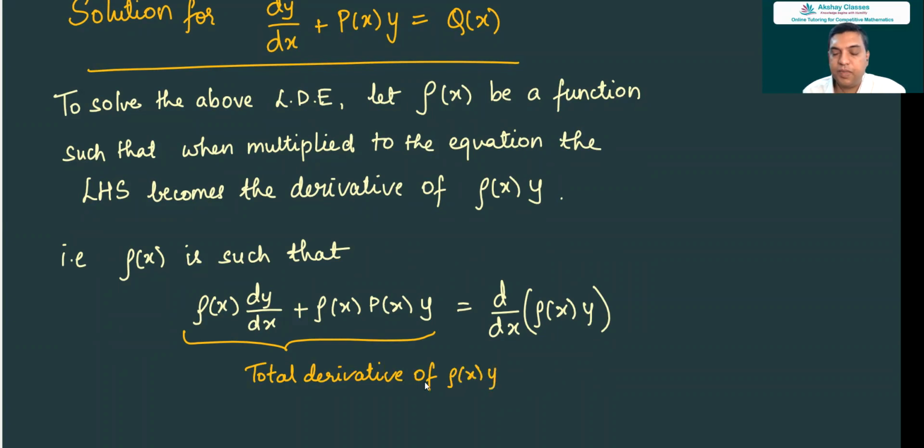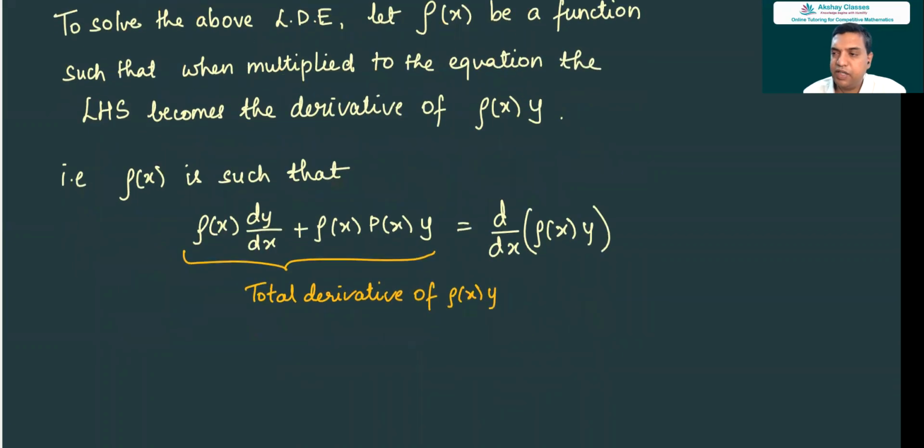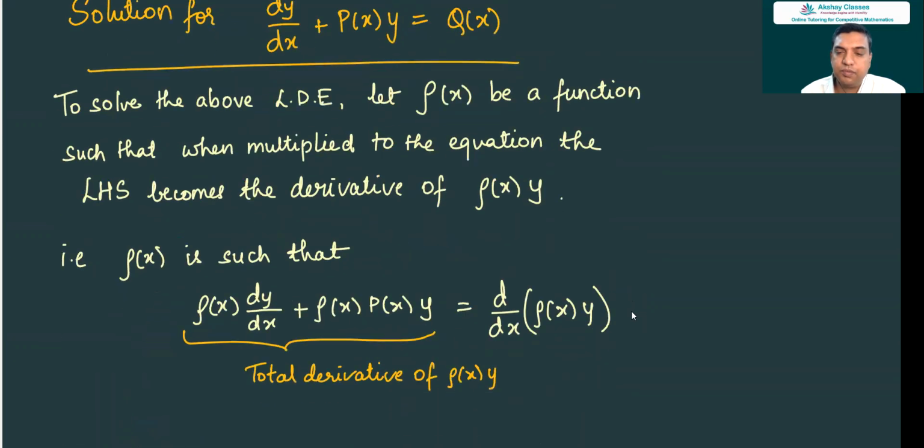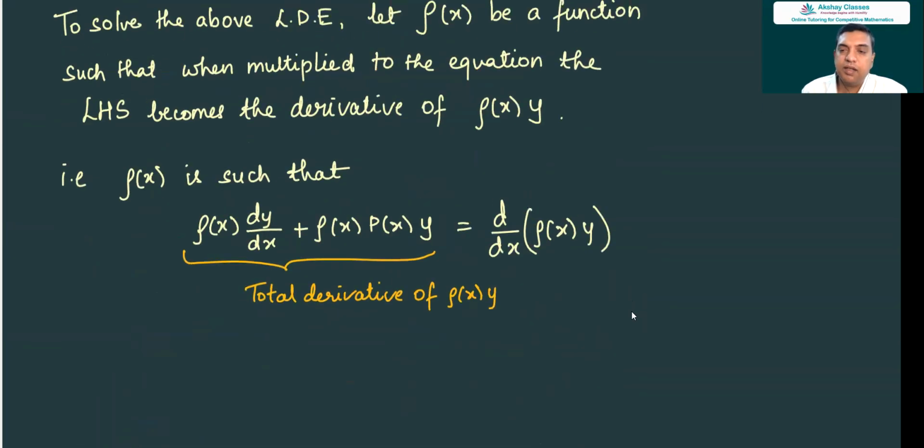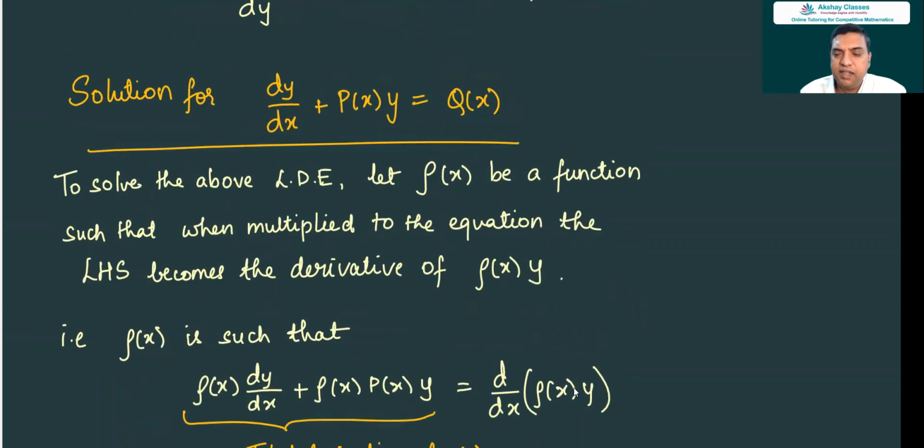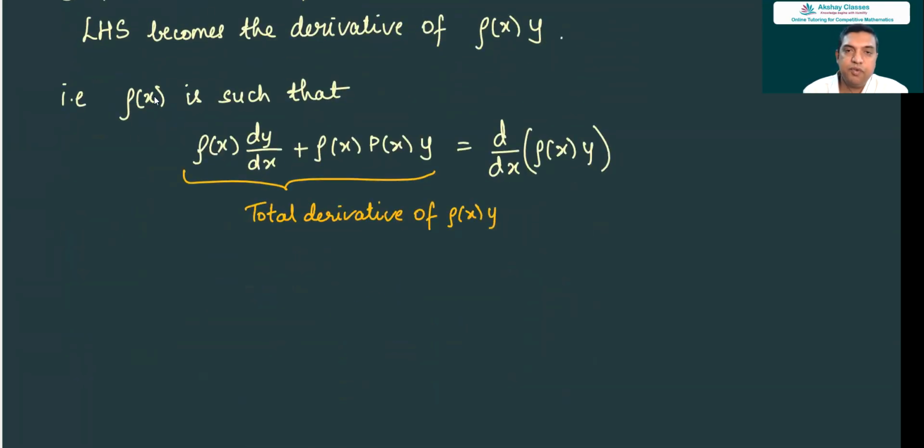This term will come total derivative. Of course, we have done it in partial derivatives. So what we have done is we are considering, we have to find what that rho is. Rho is such that when you multiply rho to the differential equation, the left hand side becomes the total derivative like this.